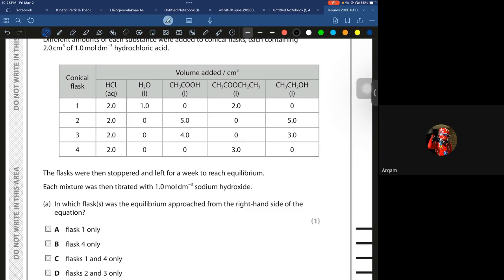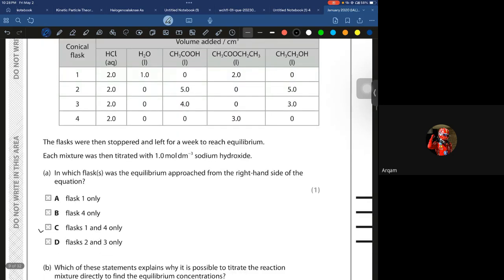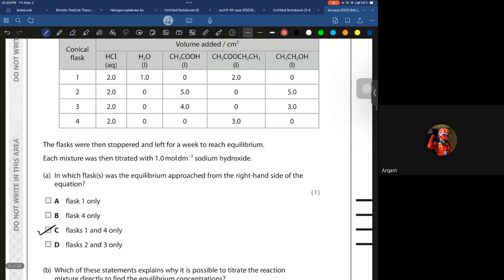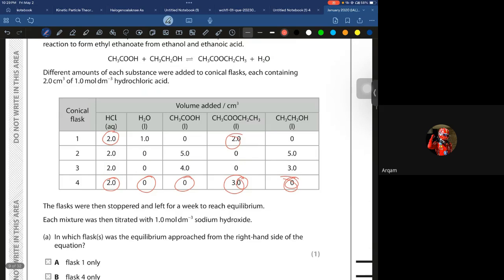Why not D, flasks 2 and 3? In flask 2, we have volume added of reactants. That's why 1 and 4. This is 2, this is 3, and this is 0 and 0. So that's why the 1 and 4 option is correct.